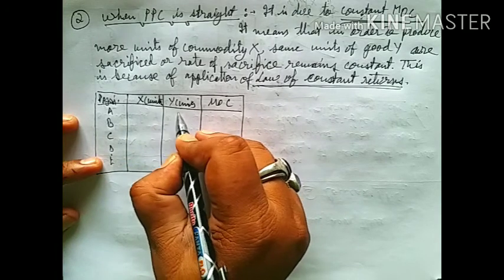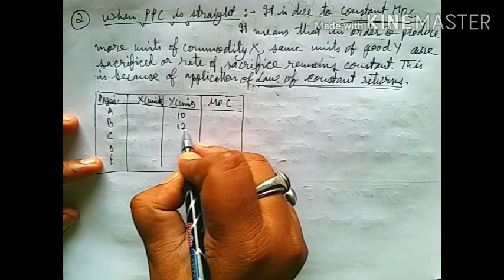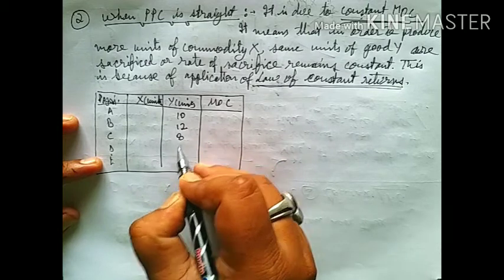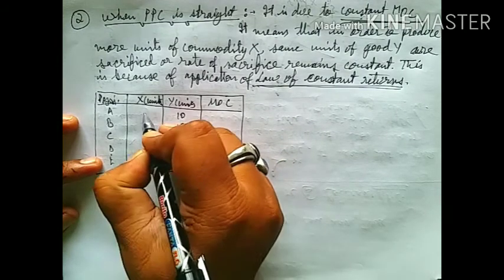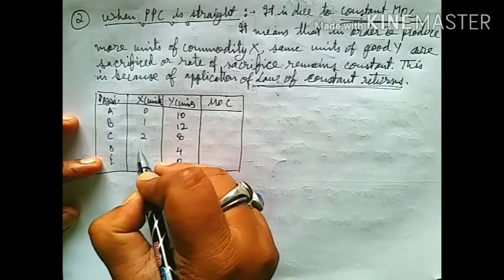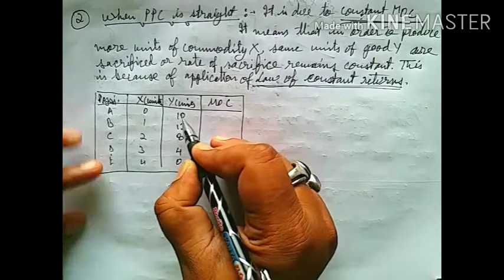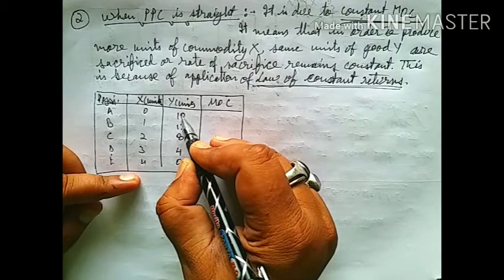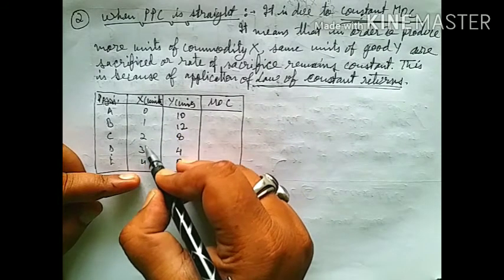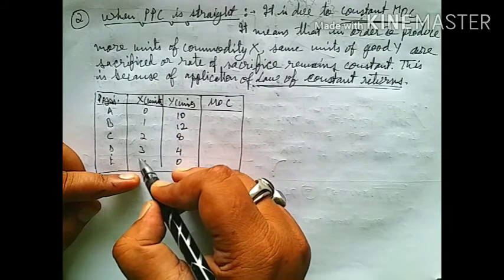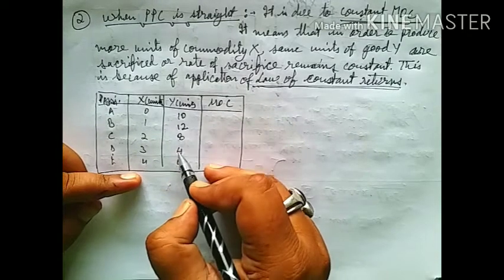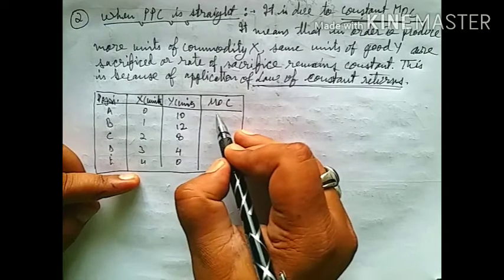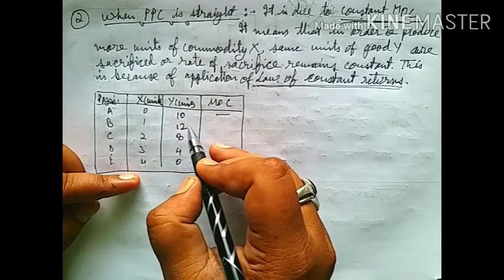Here 10, 12, 8, 4 and 0. 0, 1, 2, 3, 4. Here, with the increase of each unit of X, the same units of commodity Y are sacrificed. So here the MOC will be not defined.